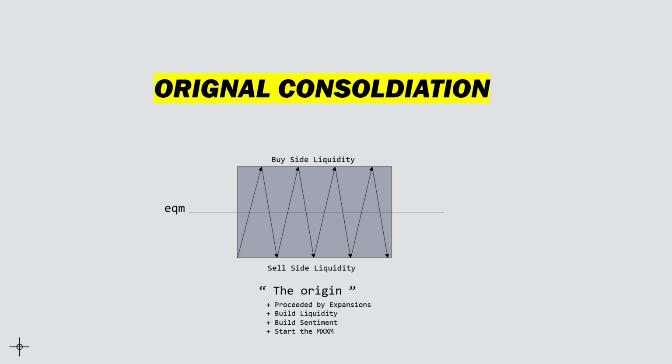It is the origin of these market maker models. So if we're looking for a market maker sell model, the original consolidation on the buy side of the curve is the origin to the sell side, or the market maker sell model. Okay? Consolidations are preceded by expansions. They build liquidity, they build sentiment, and they start the market maker model.